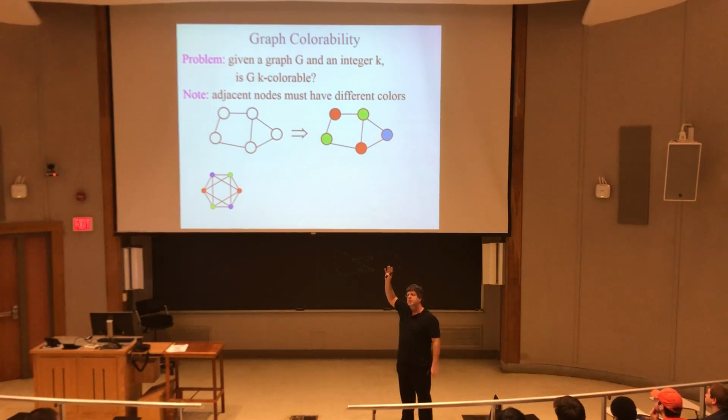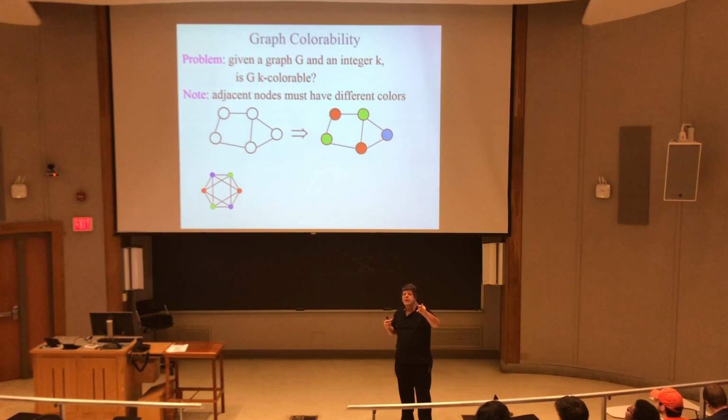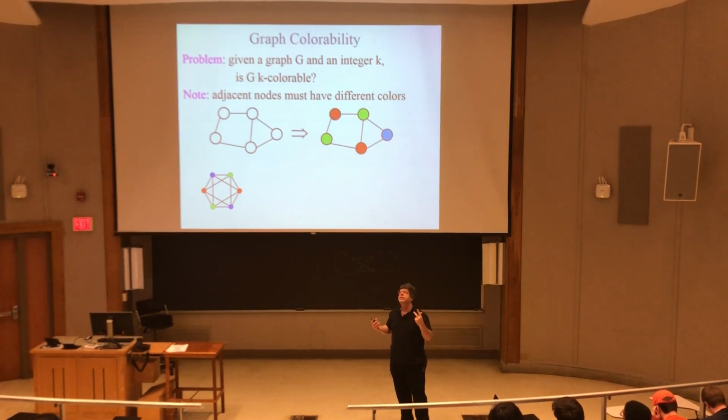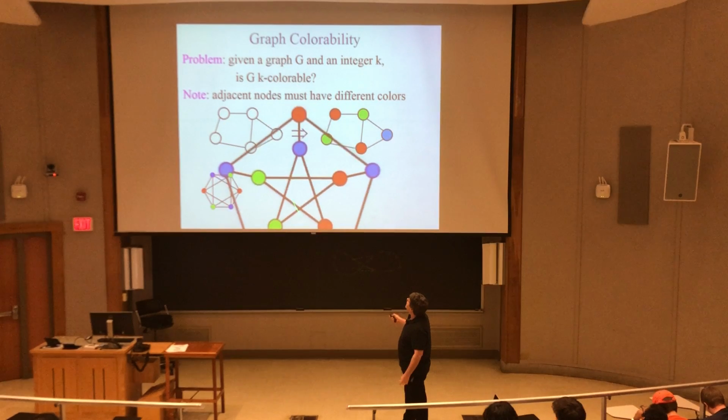How many say no? Good, why not? Give me an argument. It has a complete subgraph of size 3. Yeah, it has a subgraph of size 3, a complete subgraph, a triangle in other words. And a triangle, you need 3 colors because everything's connected to everything else. So 2 colors will not suffice. So in general, that's a hard problem.